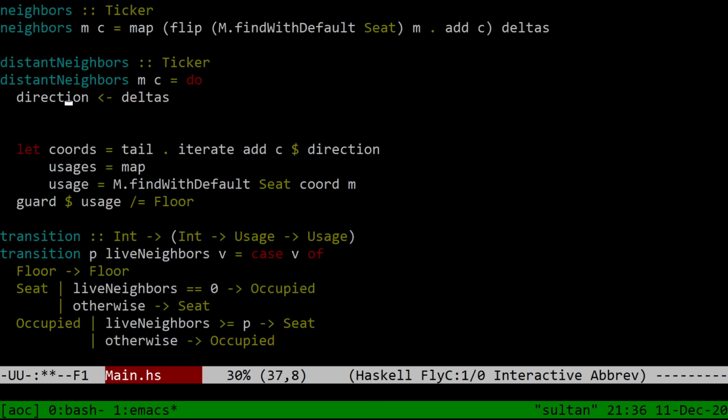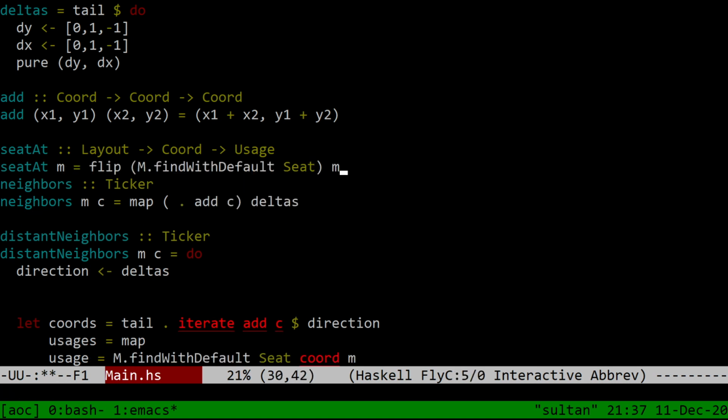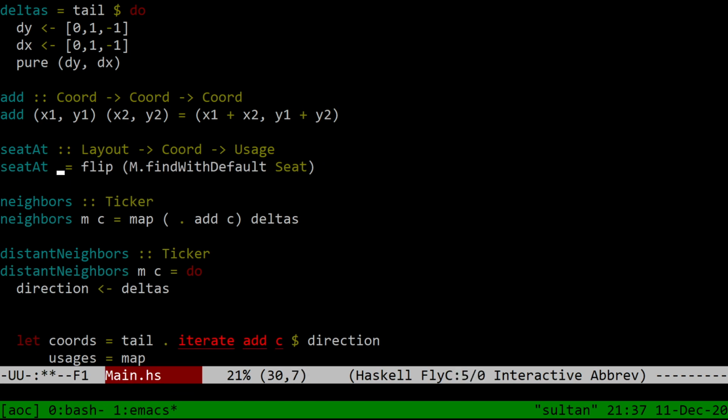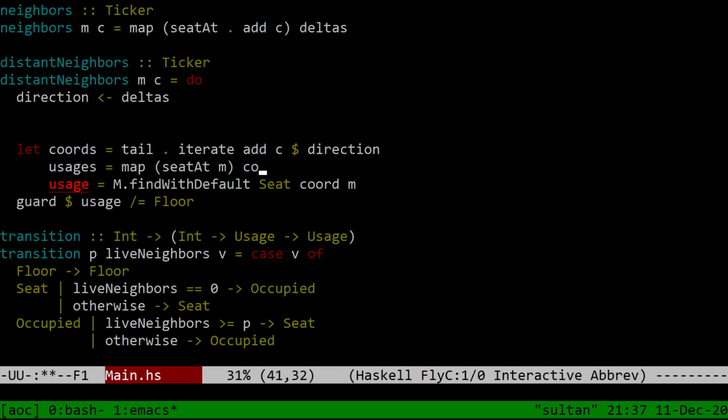Oh, it's a little tricky though because, no, it's fine. I just want this basically, right? And in fact, are you kidding me? Really? This is gone as well? I'm like doing almost nothing? Okay. Usage is equal map seat at, which takes the map first, I assume? Yeah, map m over chords.